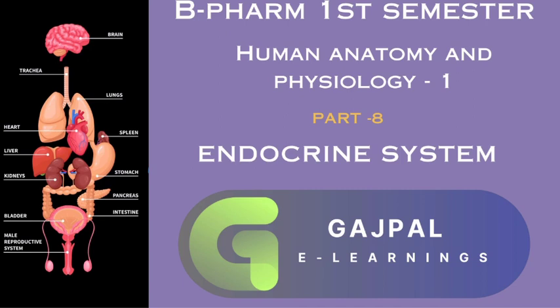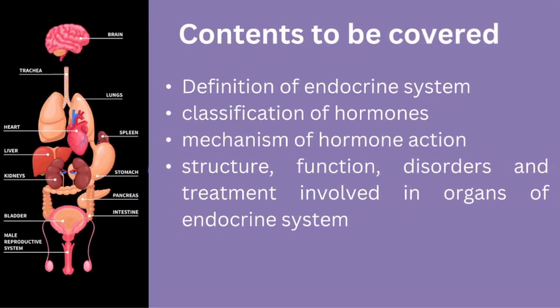In this video we are going to study about the topic, endocrine system, which is a part of B Pharmacy first semester, Human Anatomy and Physiology Part 1. So let's start. Contents to be covered in this topic is, definition of endocrine system, classification of hormones, mechanism of hormone action, structure, function, disorders, and treatment involved in organs of endocrine systems disorders.